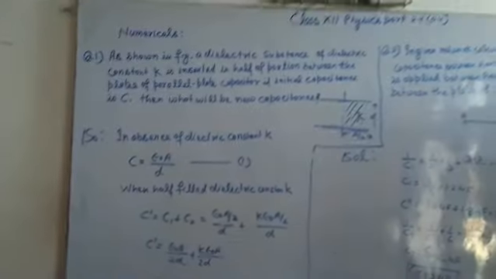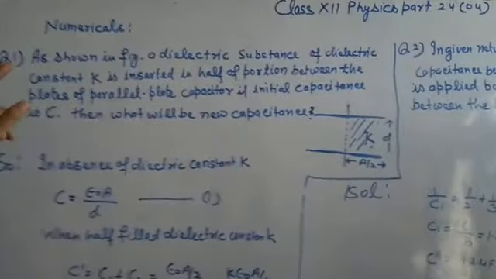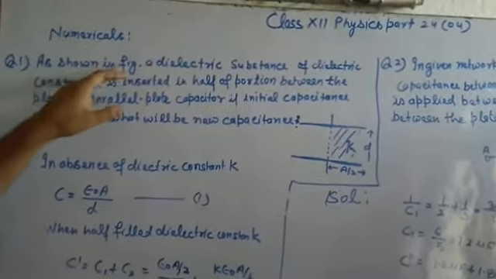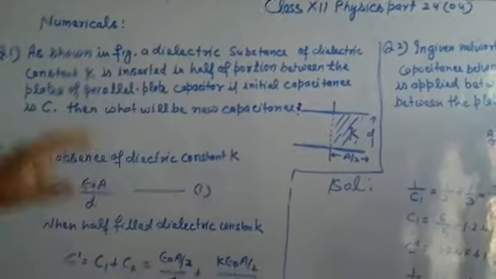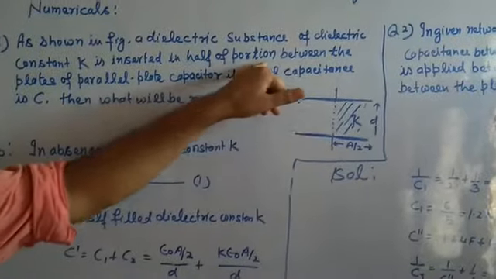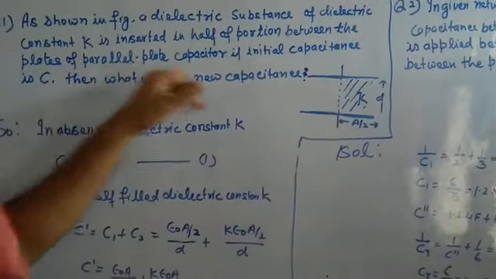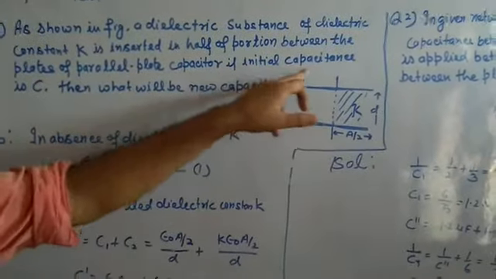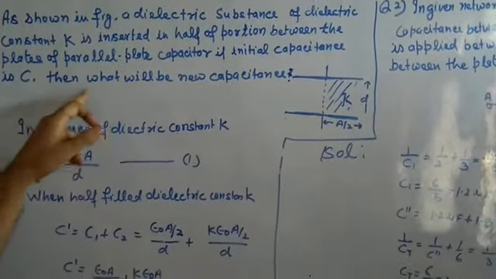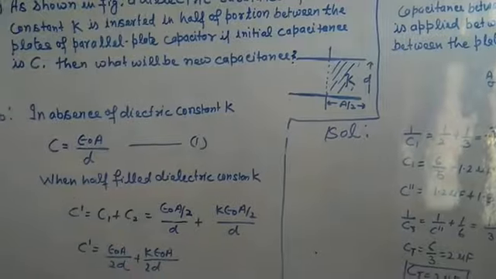I am going to discuss numerical related to capacitors. As shown in the figure, a dielectric substance of dielectric constant K is inserted in half of the portion between the plates of a parallel plate capacitor. If the initial capacitance is C, then what will be the new capacitance?